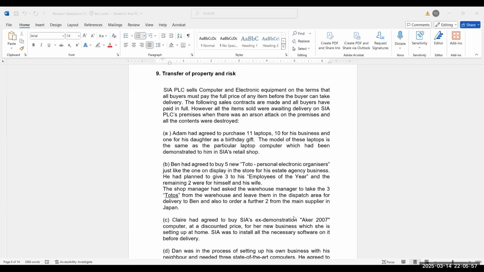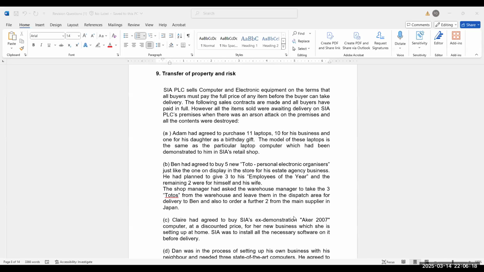So there is no question of frustration arising because SIA can source them again. If they were specific goods, then we can talk about sections 6 and 7, but because they are unascertained, there cannot be any issue of frustration. So that's the thing with the 11 laptops.